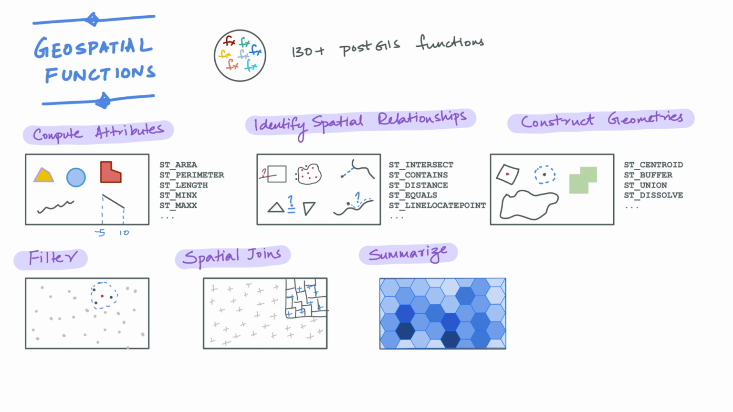This brings us to the end of this video. In this video, we covered how to combine and apply three types of functions that compute attributes, identify spatial relationships, and construct new geometries to filter, join, and summarize spatial data. There is one more area that we haven't explored here, which is the analysis of tracked data. We will cover this in a different video.